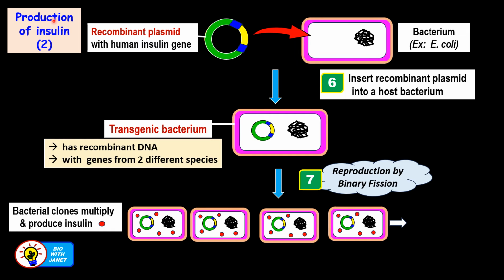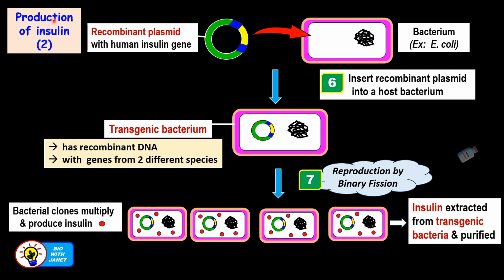Now, bacterial clones multiply and produce the insulin, and next the insulin is extracted from the transgenic bacteria and then purified and packaged. Then it can be used to treat patients who are suffering from diabetes mellitus.